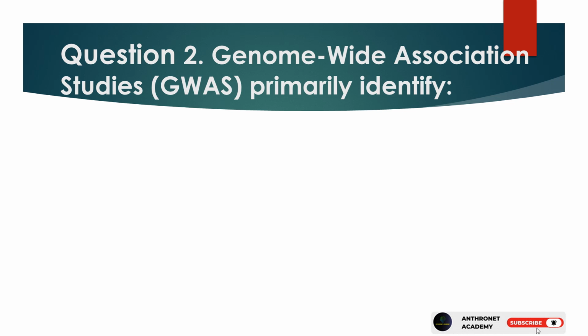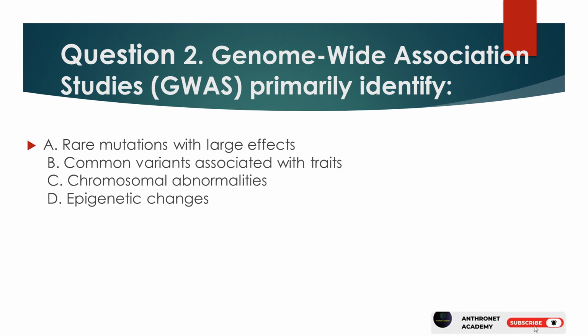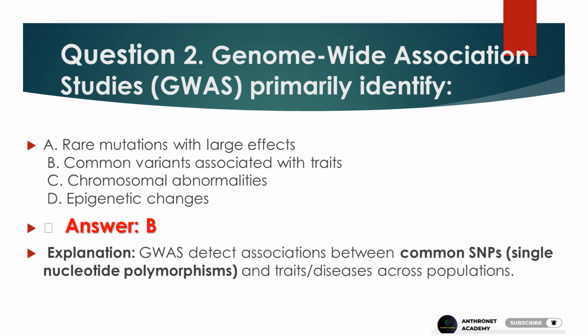Question 2. Genome-wide association studies, GWAS, primarily identify A. Rare mutations with large effects. B. Common variants associated with traits. C. Chromosomal abnormalities. D. Epigenetic changes. Answer, B. Explanation. GWAS detect associations between common SNPs, single nucleotide polymorphisms, and traits/diseases across populations.